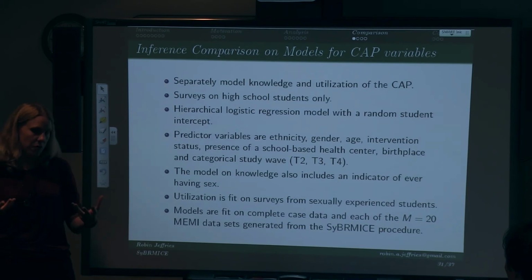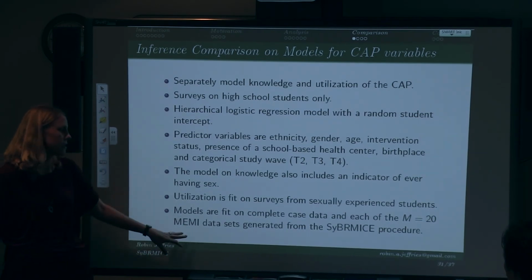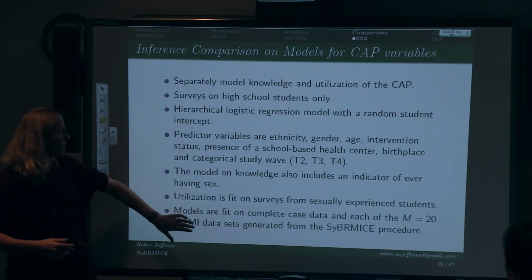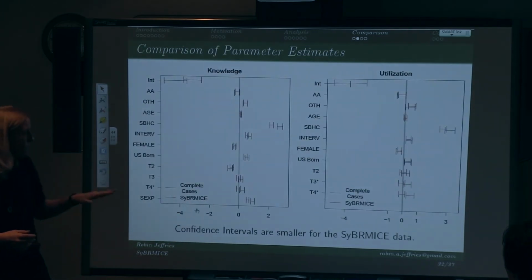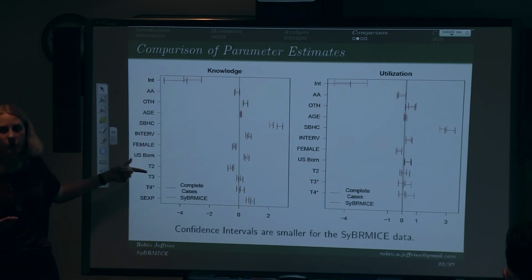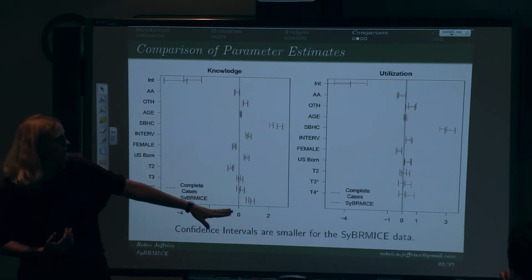So I fit these two models on the complete case and then each of the 20 generated data sets, and combined the parameter estimates. So knowledge is on the left, and these are the wave variables. T1 would be baseline. This is year 2, year 3, and year 4. The utilization model is on the right.